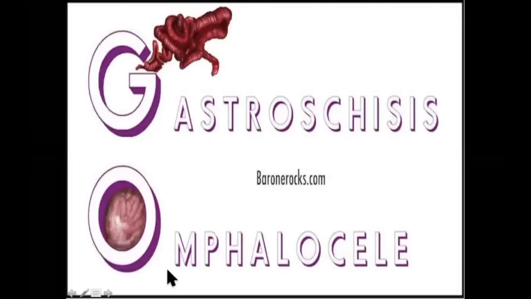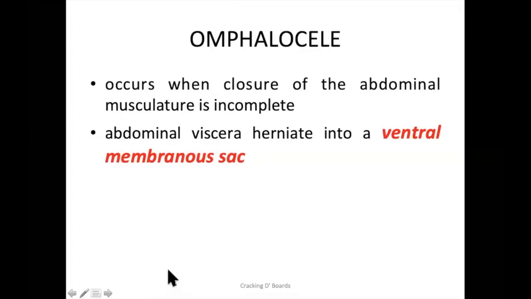Now let's mention gastroschisis and omphalocele. An omphalocele is described as the herniation of the abdominal viscera into a ventral membranous sac. I want everyone to remember there is a sac. Is that clear? This is the most important differentiation. So there is a sac. So when does an omphalocele occur? When there is incomplete closure of the abdominal muscles. Incomplete closure of the abdominal muscles leads to an omphalocele.